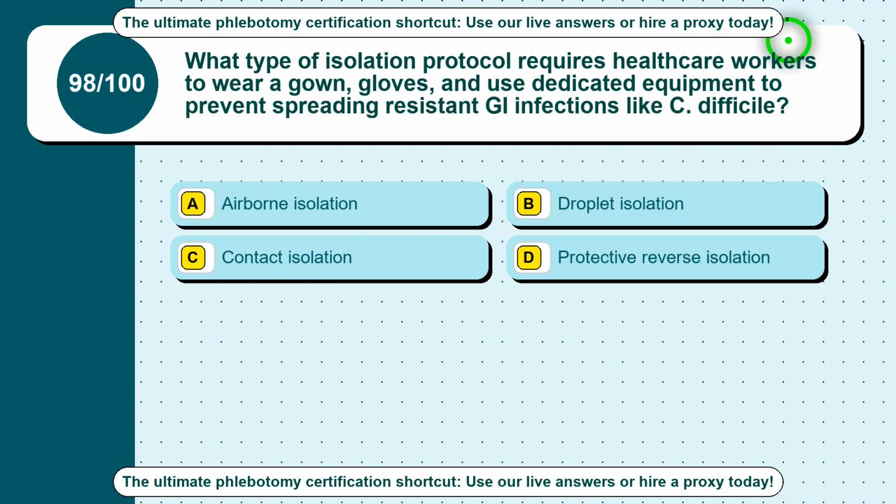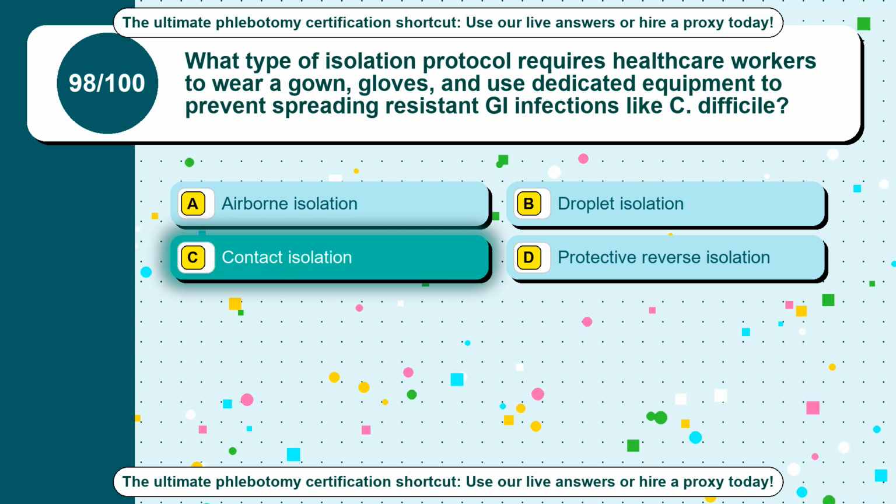Question 98. What type of isolation protocol requires healthcare workers to wear a gown, gloves, and use dedicated equipment to prevent spreading resistant GI infections like C. difficile? Option A, airborne isolation. Option B, droplet isolation. Option C, contact isolation. Option D, protective reverse isolation.